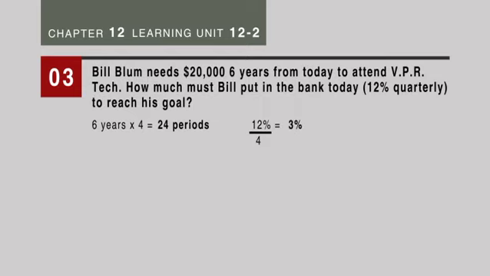We look up on the present value table, 24 periods at 3%. We find 0.4919. We multiply that by 20,000, and it shows that Bill needs to invest $9,838 today so that it can grow to $20,000 in 6 years at 12% compounded quarterly.